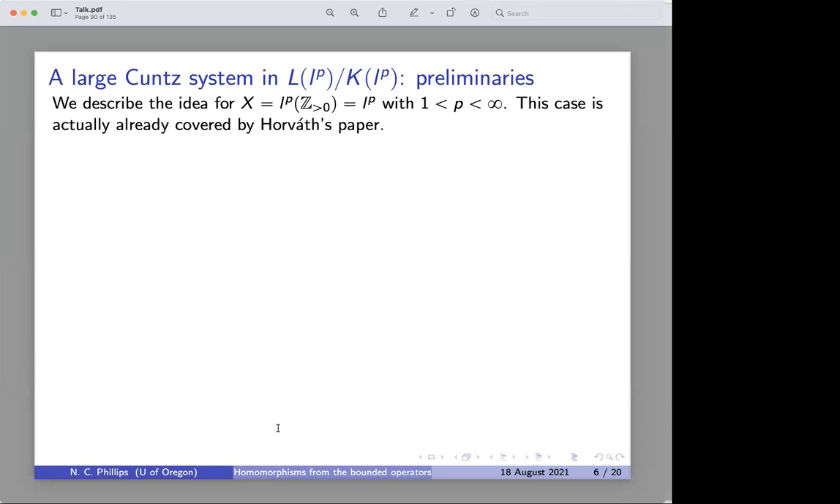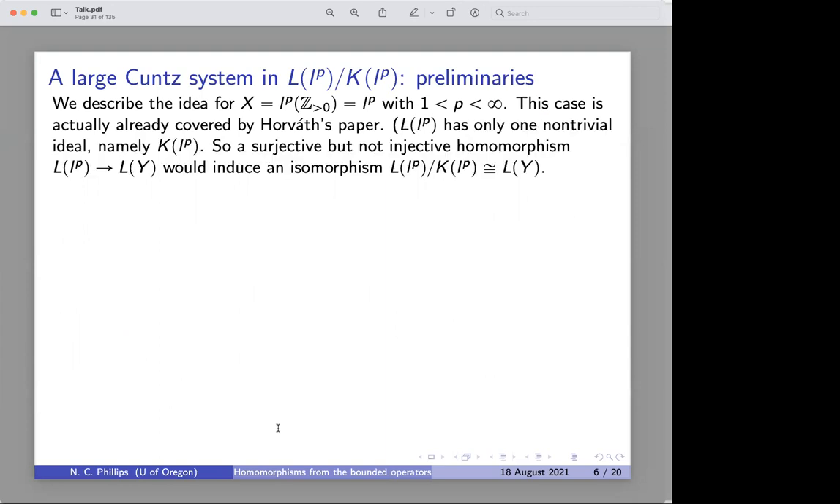Okay, so I'm going to talk about little LP, bounded operators and little LP modulo compact operators and little LP. I wrote K for compact operators on little LP, but of course this is the same as the approximable operators, which is the closure of the finite rank operators. And I'm going to describe what happens there because it's relatively easy to see. This case is actually already covered by Horvath's paper.